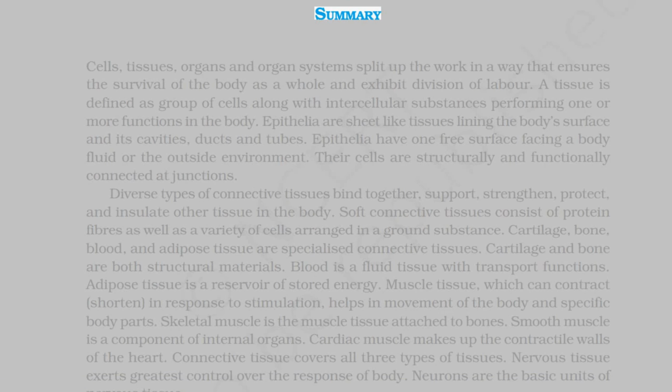Summary: cells, tissues, organs and organ systems split up the work in a way that ensures the survival of the body as a whole and exhibit division of labor. A tissue is defined as a group of cells along with intercellular substances performing one or more functions in the body. Epithelia are sheet-like tissues lining the body's surface and its cavities, ducts and tubes. Epithelia have one free surface facing a body fluid or the outside environment. Their cells are structurally and functionally connected at junctions.